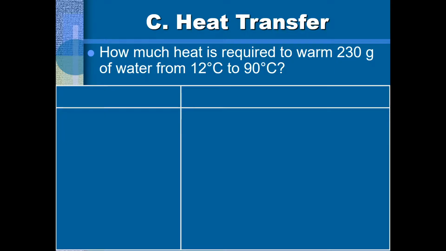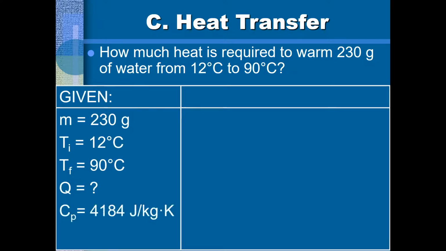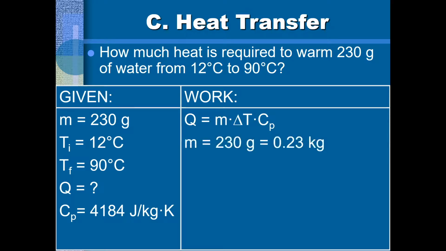So how much heat is required to warm 230 grams of water from 12 degrees Celsius to 90 degrees Celsius? So our initial temperature is 12, our final is 90, and our specific heat is 4,184 joules per kilogram Kelvin. Again, we have our equation. We need to convert mass into kilograms. So remember, if we are not in meters, seconds, or kilograms, you're going to have to convert it. And how we convert grams is simply dividing by 1,000.